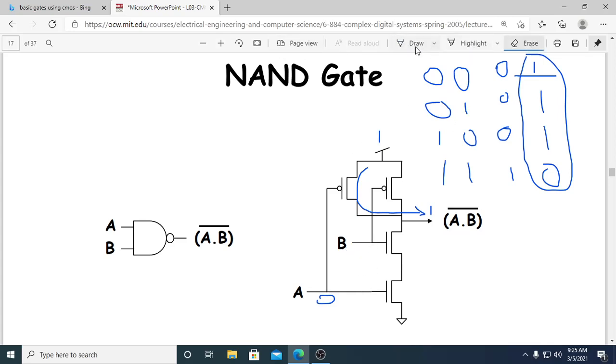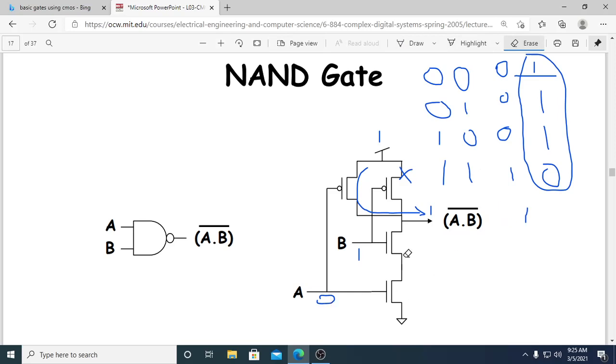Okay, second case, 0 and 1. Again, here is a 0, so this gate will turn on, and this will turn off. This one turns on, but you still get the output because of a single gate, because these are in the parallel case. So you are getting 1.